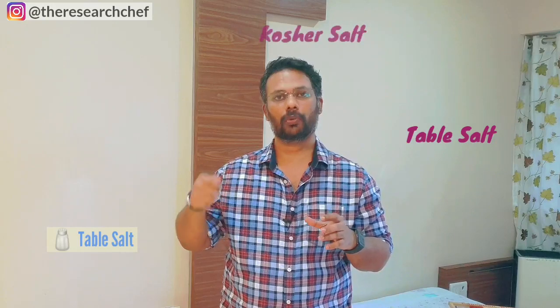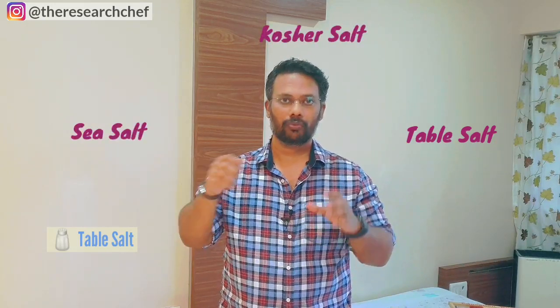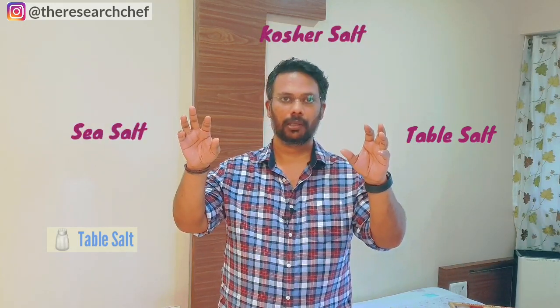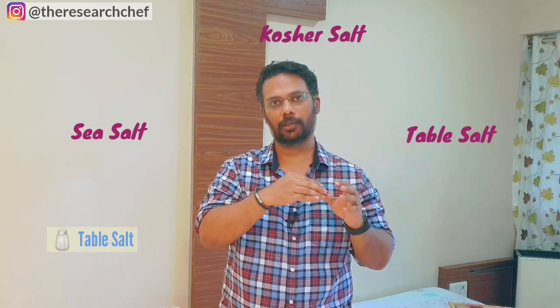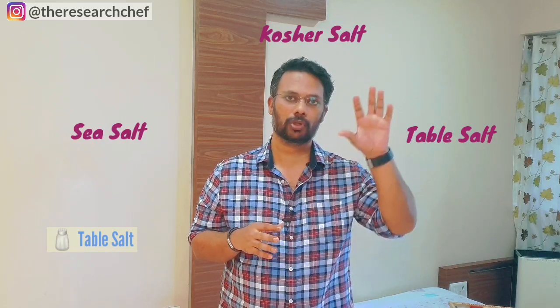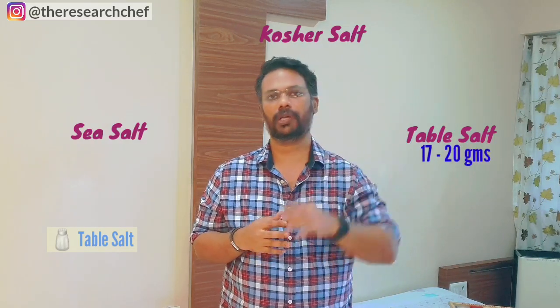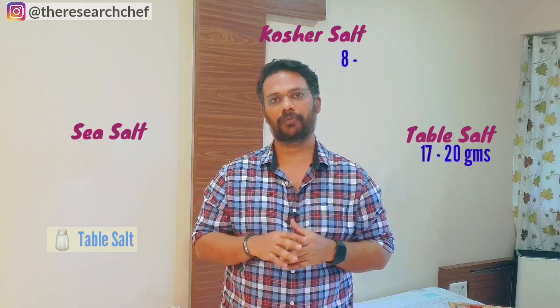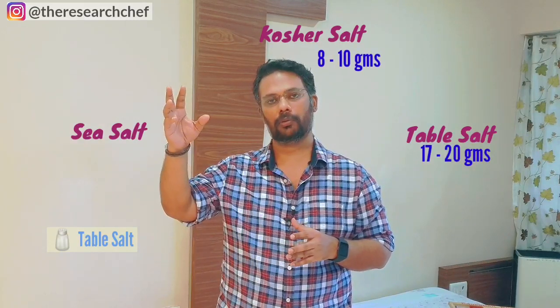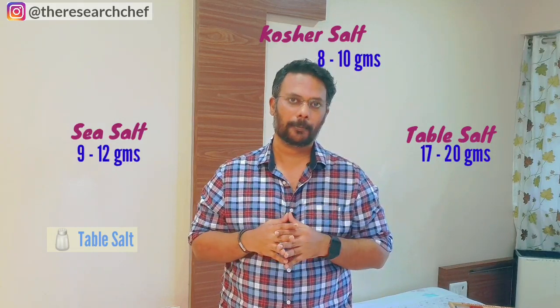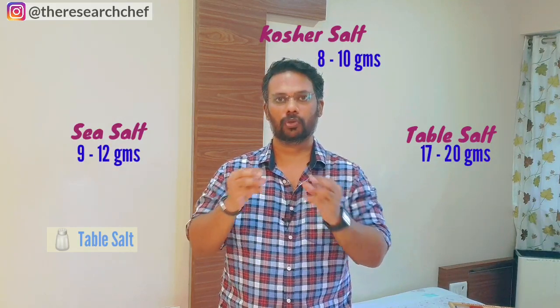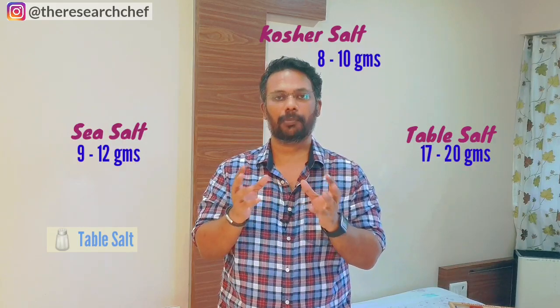Take 1 tablespoon of table salt, 1 tablespoon of kosher salt, and 1 tablespoon of sea salt. Once these 3 salts are ready, measure them on a weighing scale. What you will notice is table salt weighs 17 to 20 grams, kosher salt will weigh 8 to 10 grams, and the last salt, sea salt, will weigh 9 to 12 grams. So this is the difference. It depends on the texture. The weight depends on the texture.